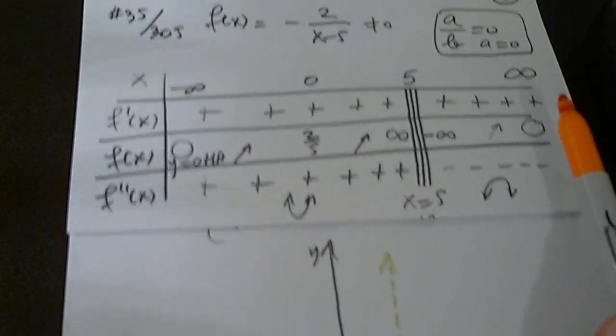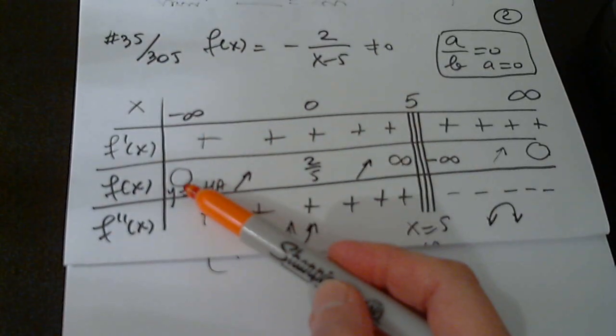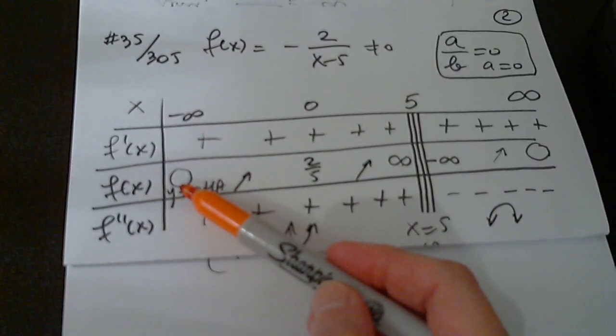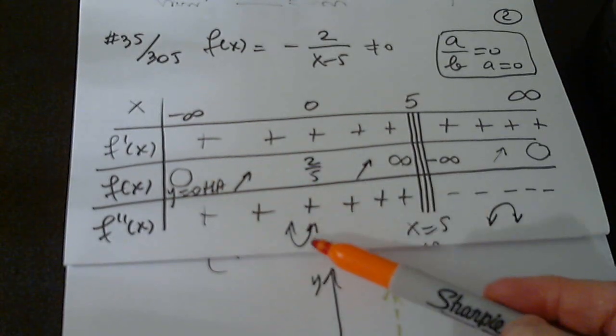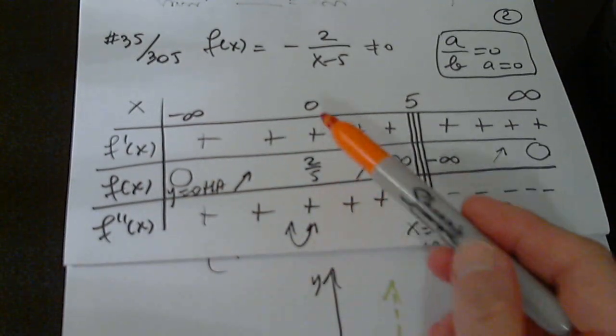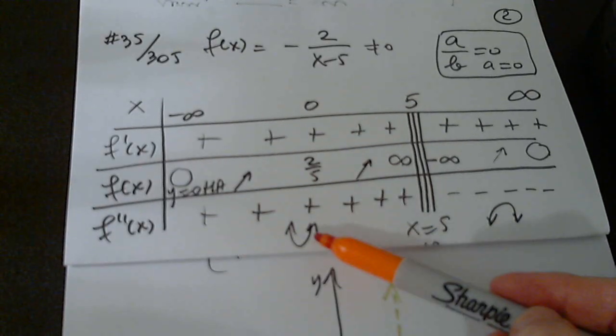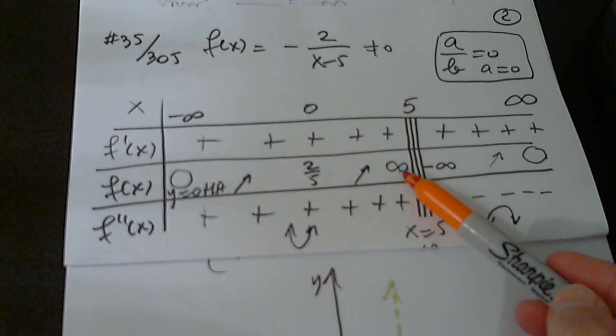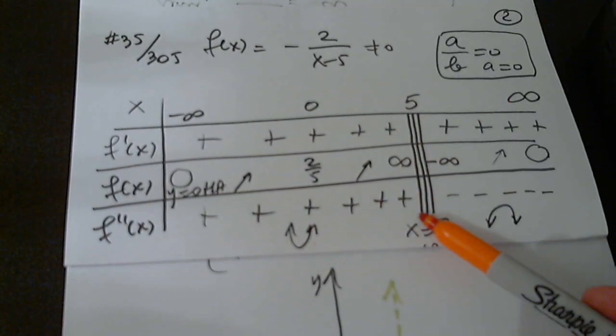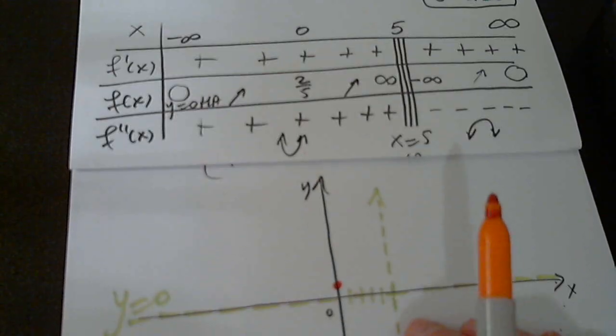Again, the function starts close to 0, increasing, opening upward, crossing the y-axis at (0, 0.4), continues to increase, opening upward, approaching infinity on the left-hand side of the vertical asymptote. Piece of cake.